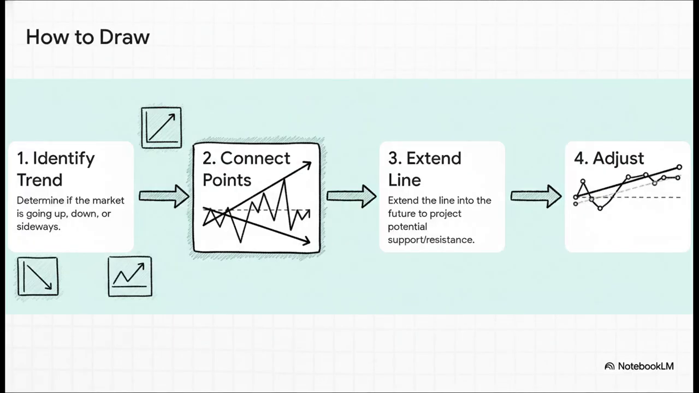It's really just a simple four-step process. First, just look at the chart. Eyeball it. Identify the overall trend. Second, find at least two major peaks or two major valleys and connect them with a straight line. Third, extend that line out into the future. This helps you project where the price might go. And finally, number 4, you have to be ready to adjust it as the market gives you new price points.